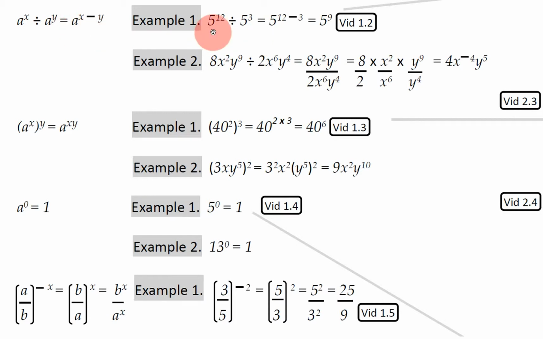Let me show you what that means in simple numbers. So if you've got 5 to the power 12 divided by 5 to the power 3, it becomes 5 to the power 12 minus 3. You take away the powers, which is 5 to the power 9.